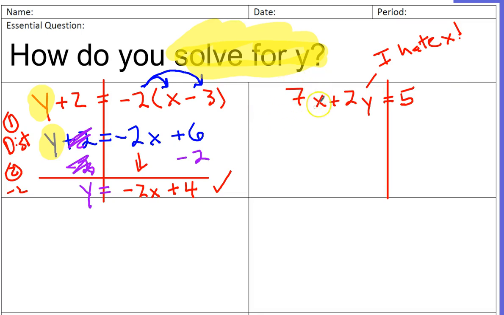How would we move this term to the other side? We're going to move this guy over here by subtracting him, that's exactly right. Minus 7x here, minus 7x here. Life is good. That was pretty easy.